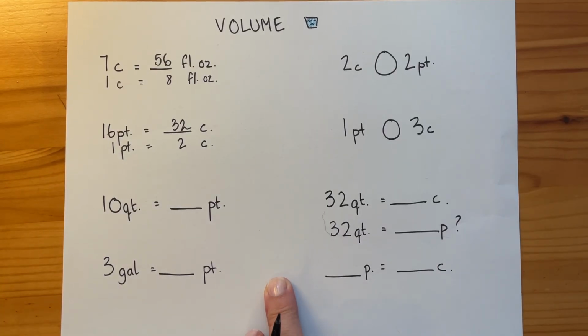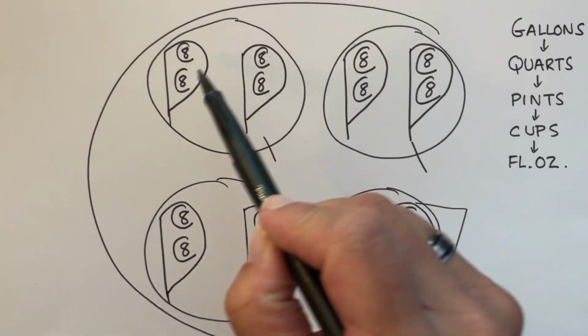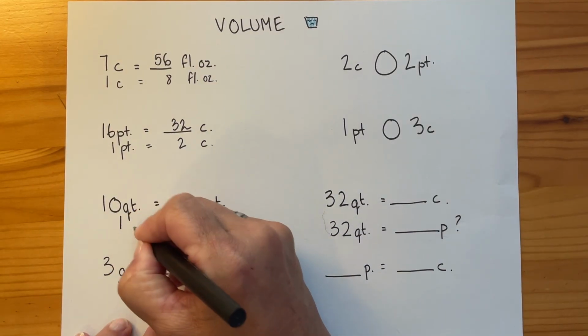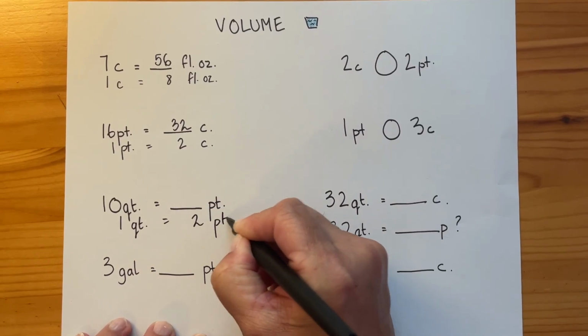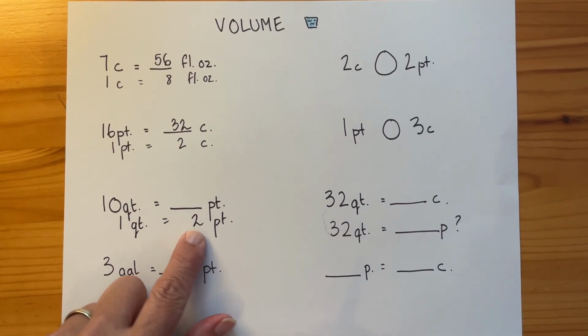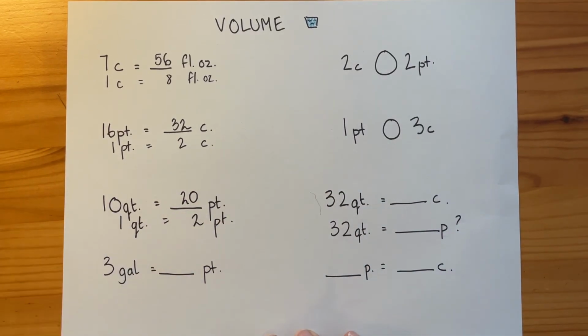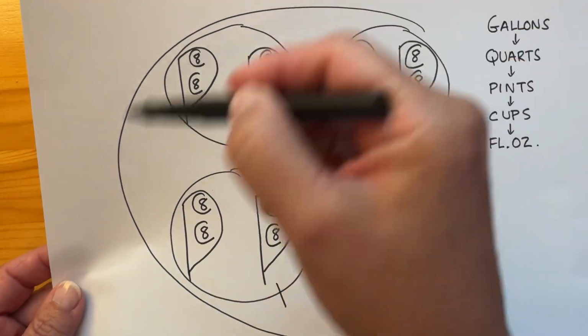And this time I'm going from quarts to pints. So I look at my picture again. How many P's are in 1 Q? There are 2. So I'm going to put down 1 quart is 2 pints. So I'm going to do 2 times 10. That's 20 pints. Look at my picture. How many P's are in 1 entire G?